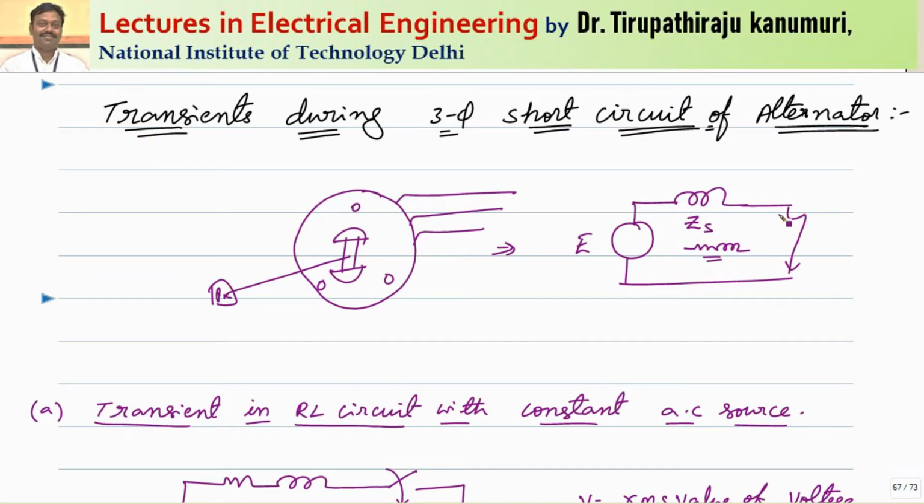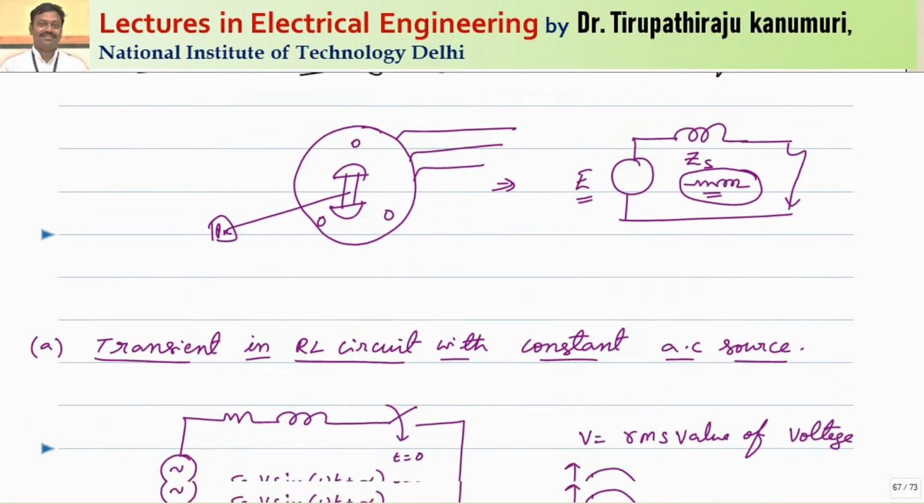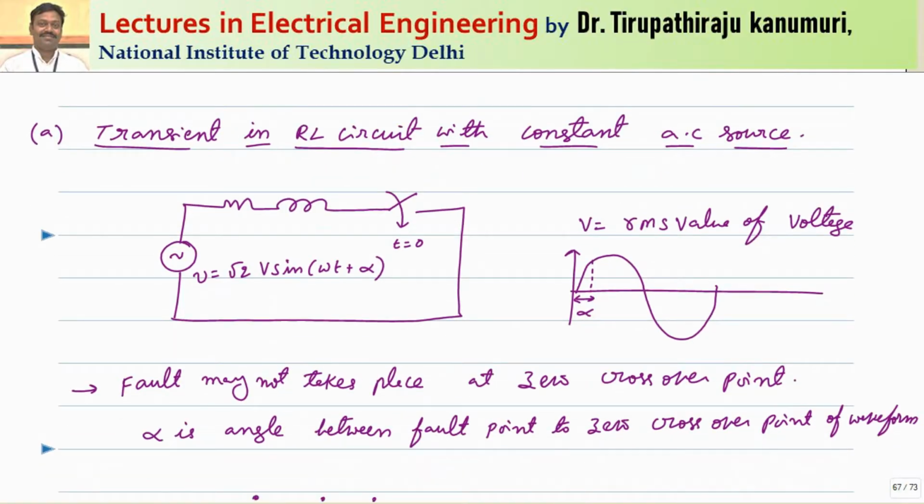Before going for the analysis of an alternator, there are two things. One is the RL load: what is the effect of short circuiting of an RL load with a constant voltage? We will analyze that. After that we will see how the generated EMF is going to affect whenever the short circuit happens in the alternator. That's why first I am starting with the transient in the RL circuit with the constant AC source.